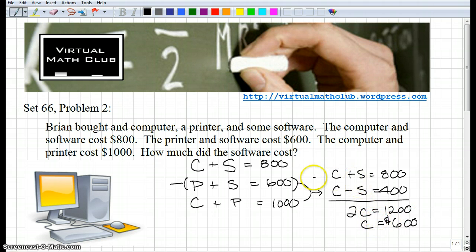But we're asked to find how much did the software cost. Okay, so it's always good to go back and check that you're answering the question that was asked. And so we know that the computer plus the software is 800, which means that the software has to be $200. Alright? And there's your answer.